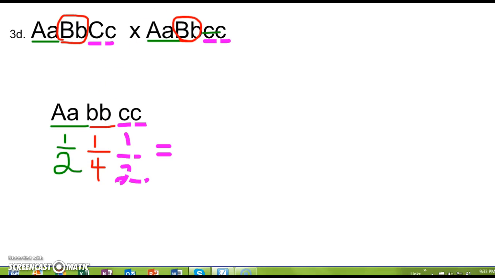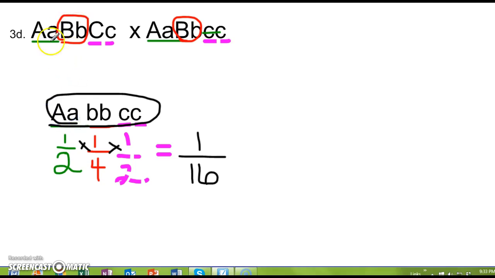So again, 1 times 1 times 1 is 1, and then 2 times 4 is 8, times 2 is 16. So there's a 1/16 probability of getting this genotype when you're crossing these 2 parents.